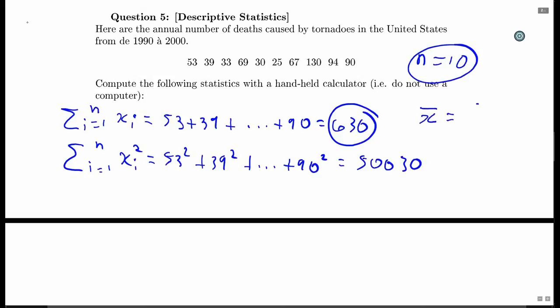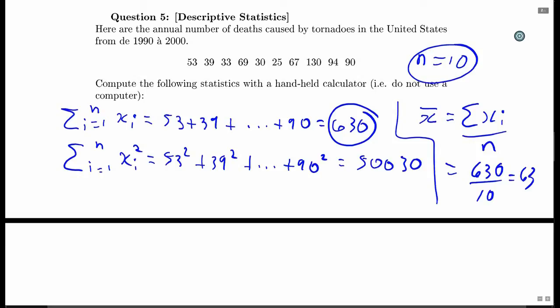Okay, so with the total, which is 630, we can get the sample mean, which we denote as x bar. This is the sum of the observations divided by the total number of observations, so the sample size. In this case, this is 630 divided by 10, which is 63. Okay, so I'll keep this information on the side. I have n equal to 10, x bar equal to 63, and eventually I'll also need the sum of the squares, which is equal to 50,030.